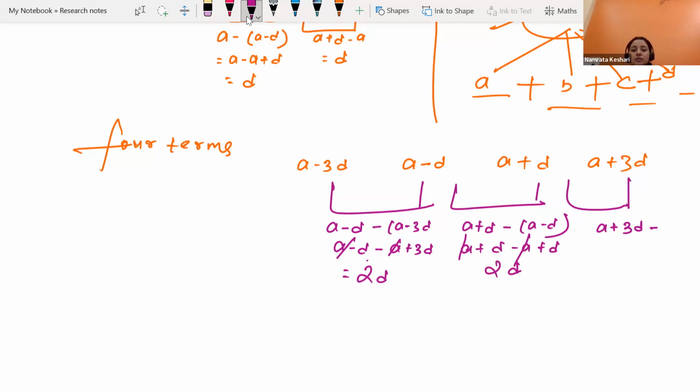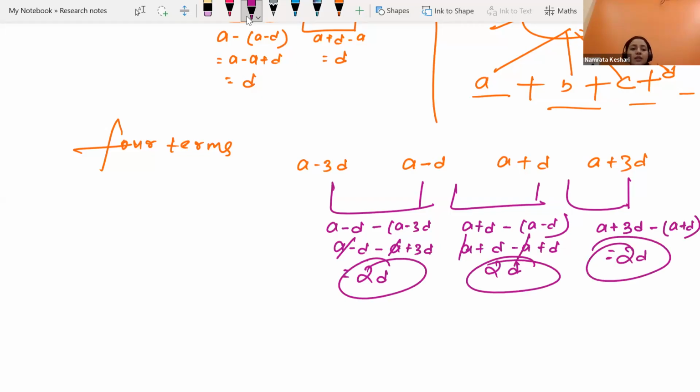So here, these four terms are in AP, right? From here also you will be getting 2d only. 2d, 2d, the differences are common. These four terms are in AP.